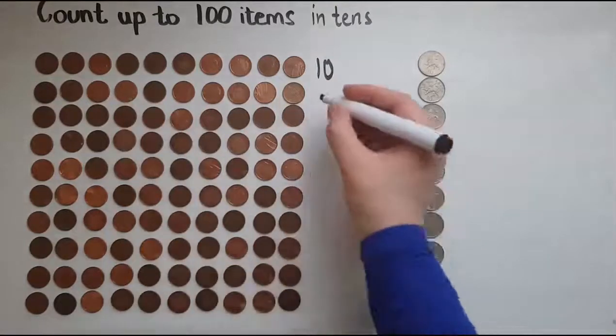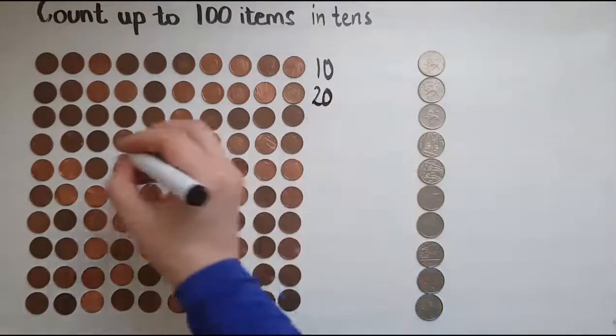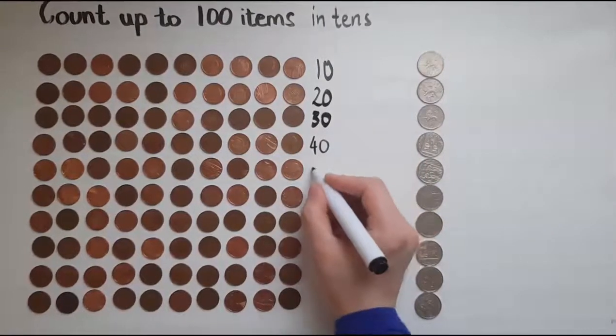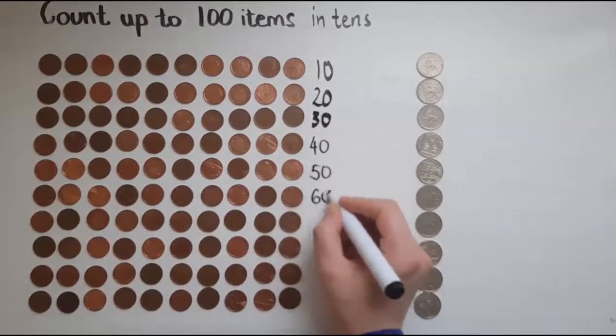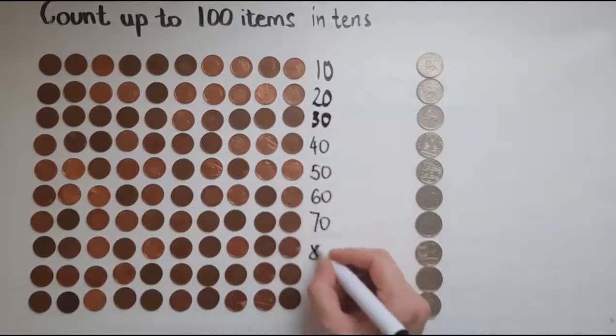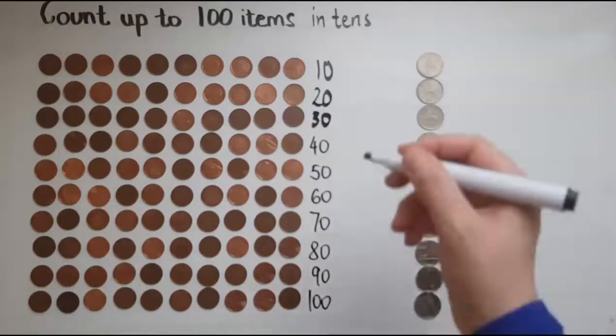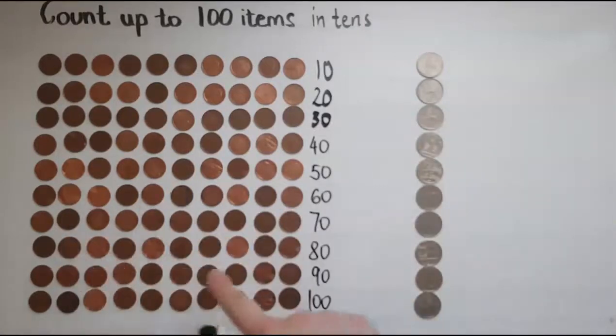10 and another 10, that makes 20. Then 30, 40, 50, 60, 70, 80, 90, 100. So this is a quick way to count all of these rows of 1p coins.